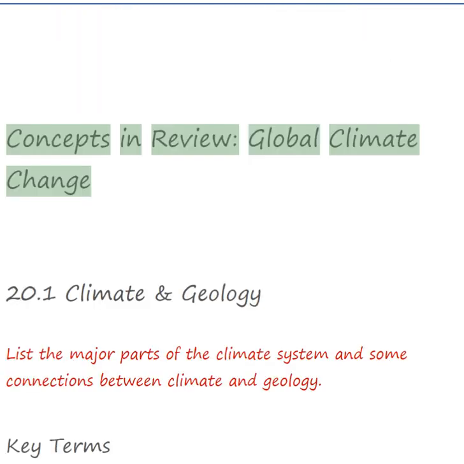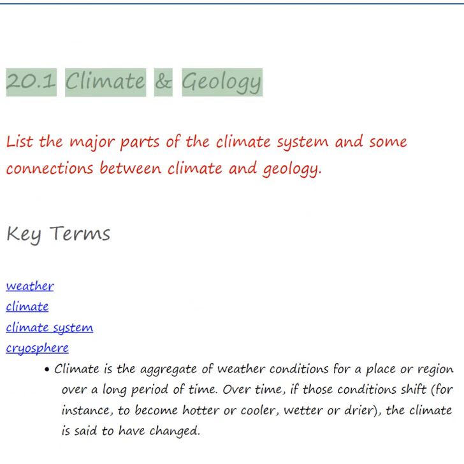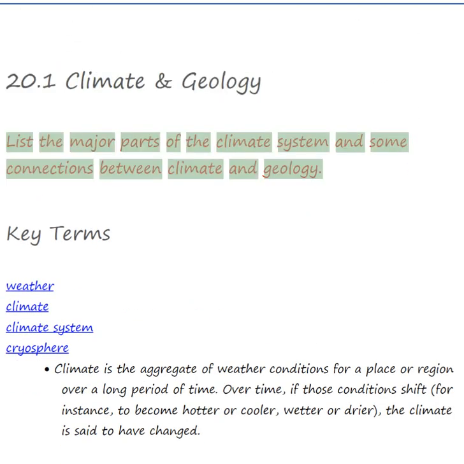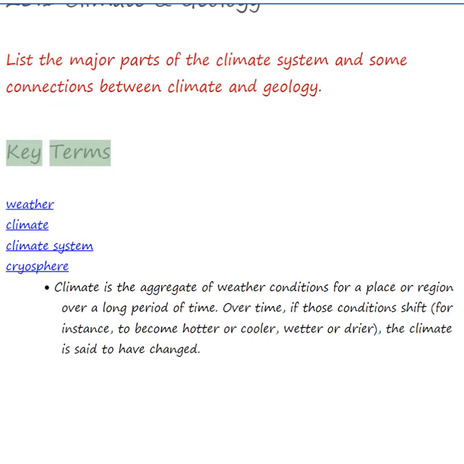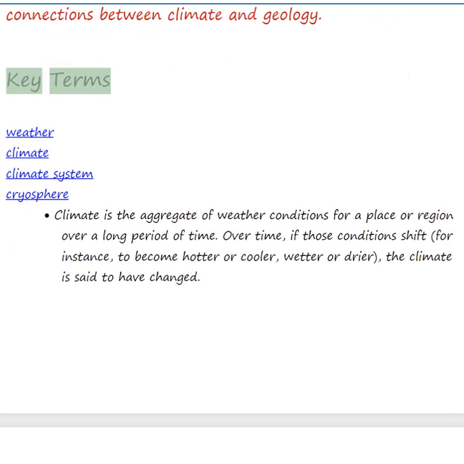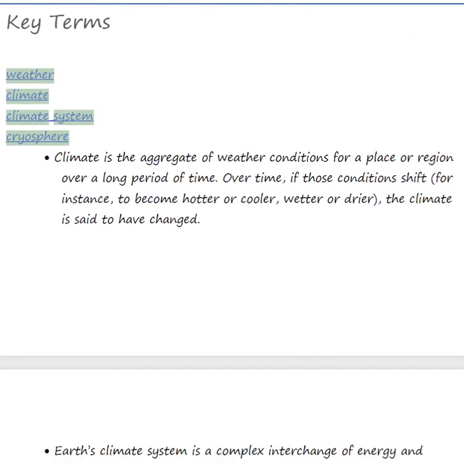Concepts in review: global climate change. 20.1 Climate and geology. List the major parts of the climate system and some connections between climate and geology. Key terms: weather, climate system, cryosphere.